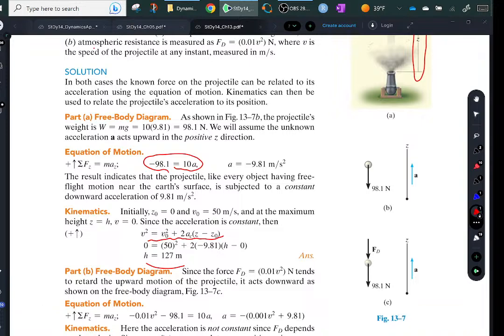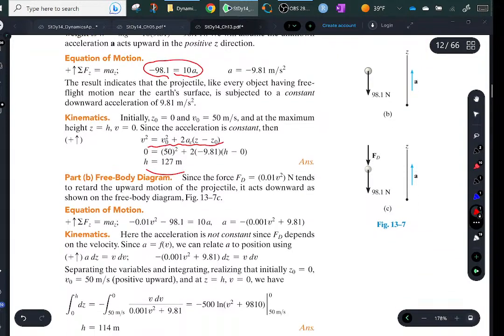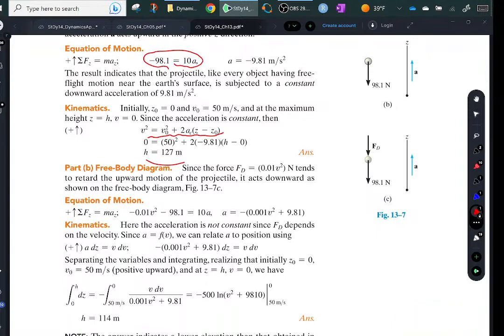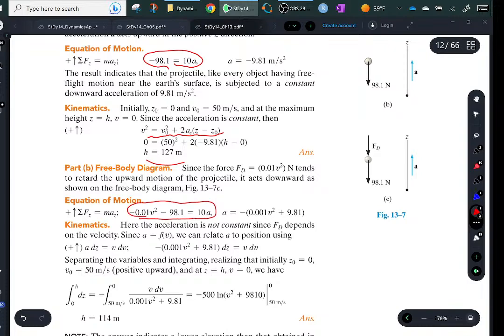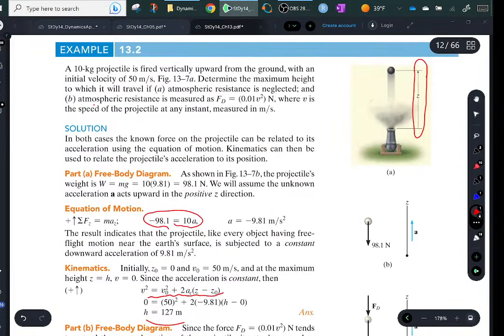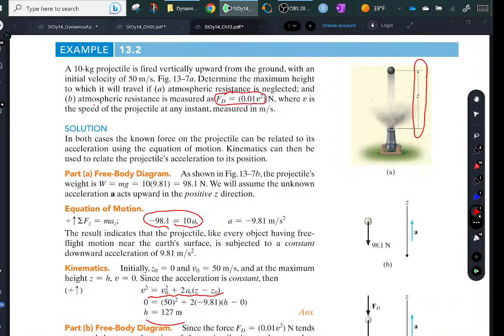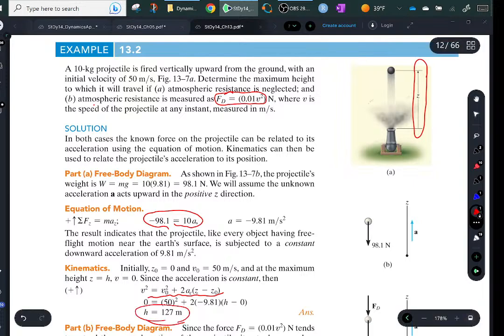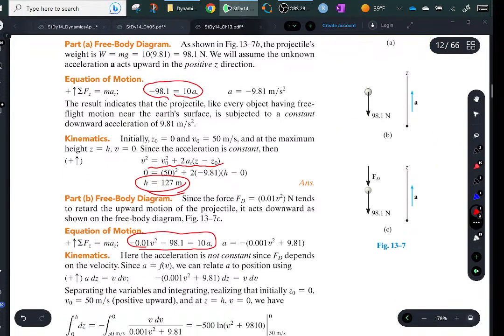This is kind of weird and bizarre. Then you've got one like this. This is if you had air resistance, which he says the force of the air is resisting. So if there's air resistance, it's certainly not going to go as high. It's not going to go 127 meters. How high is it going to go?